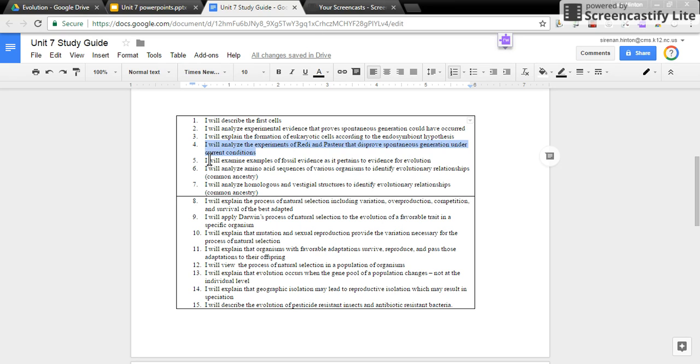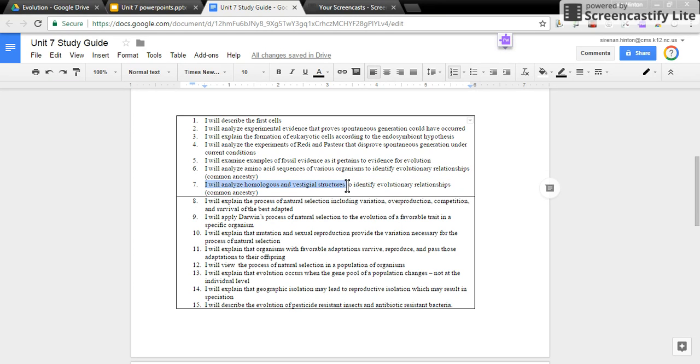I will examine examples of fossil evidence as it pertains to evidence for evolution. We did the stations around the room comparing different types of fossils. I will analyze amino acid sequences. We did that on page 154, 155, and 157. Basically, the more DNA or amino acids you have in common, the more similar you are, which could show that you have a common ancestor.